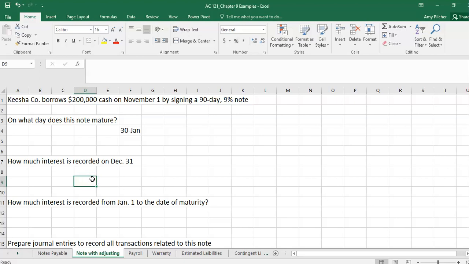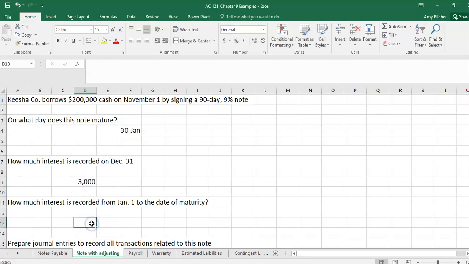On December 31st, we need an adjusting entry for interest. So we're going to record 60 days of interest on December 31st. So for 60 days at 9%, 200,000 times 9% times 60 divided by 360 is $3,000.